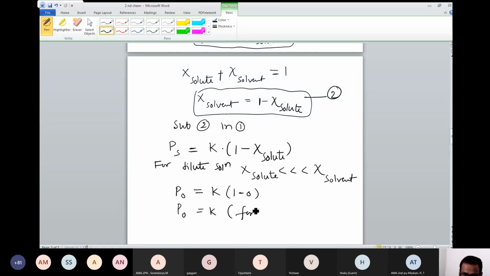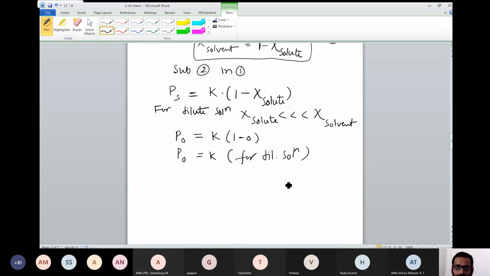P naught is equal to K for which solutions? For dilute solutions. So for dilute solutions, P naught is equal to K. Now, this P naught equals K, I will substitute here. So instead of K, I will write P naught.